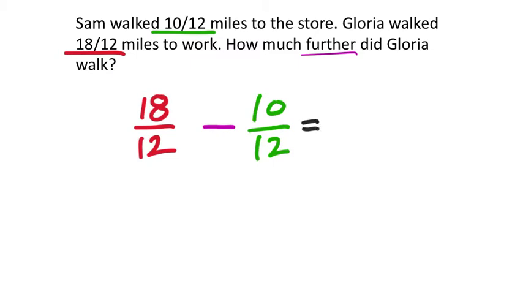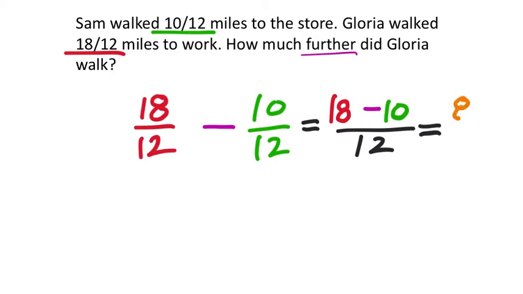So the denominators are the same, so I'm just going to keep the denominator the same. I'm going to keep the operation the same. Remember, that doesn't really change anything. But I'm going to take the two numerators and operate there. So that's 18 minus 10, which is 8. Still in 12, so we got our final fraction here. This is 8/12, so that's how much further Gloria walked.